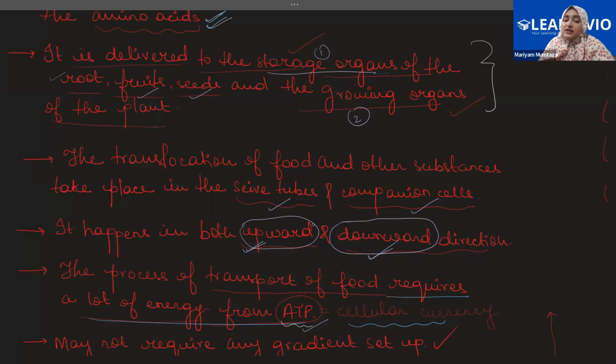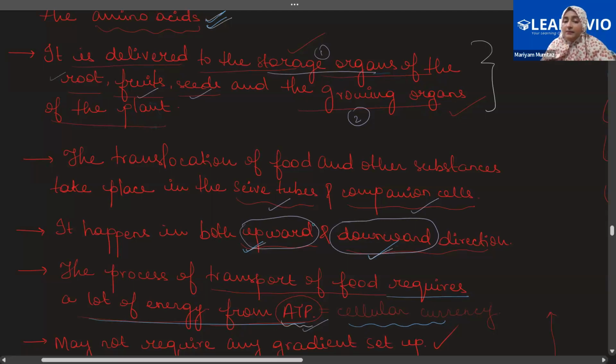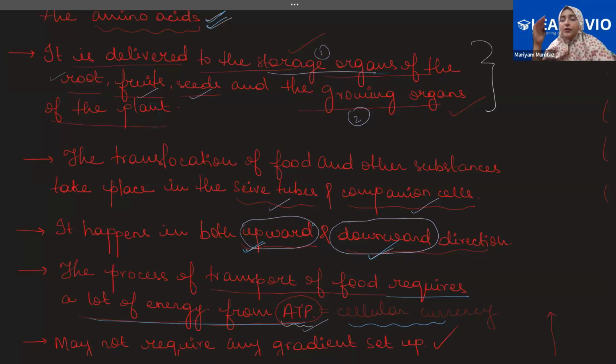Now, this process happens in both upward and downward directions, meaning from the root to the different parts. Also, it can go from the leaf. Upward means from the leaf to the different branches and stems and everything. And downward means from the leaves to the root. So it can happen in both directions.